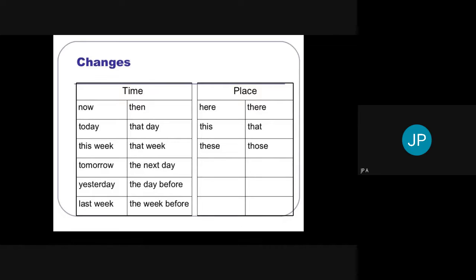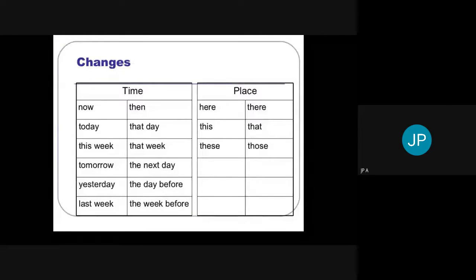So it is to make it clear that we make such changes in the adverbs of time as well as the adverbs of place. Here becomes there. This becomes that in the reported speech. These in direct speech becomes those in indirect speech.